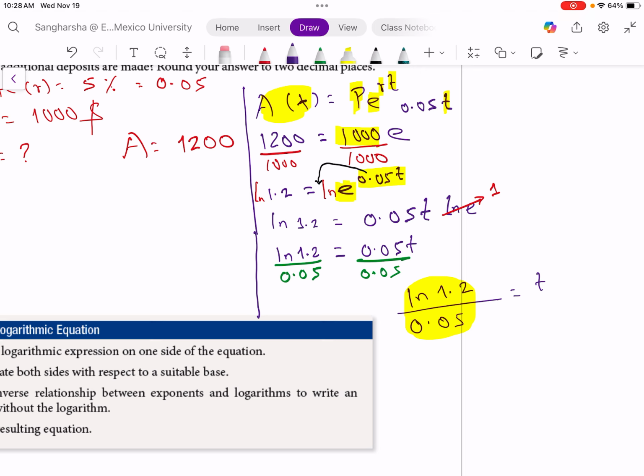So look for ln. So this is the ln, right? Now ln of 1.2, right? It's close, and divided by 0.05.